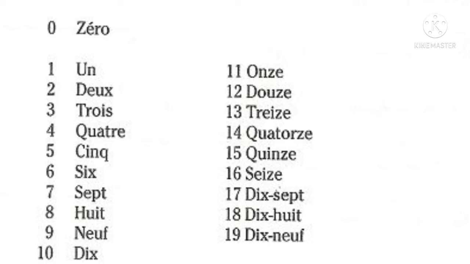Remember I told you we have H silent. 9 is neuf, 10 is dix, 11 is onze, 12 is douze, 13 is treize, 14 is quatorze. Then we have 15 as quinze, 16 is seize, 17 is dix-sept, 18 is dix-huit, and 19 is dix-neuf.